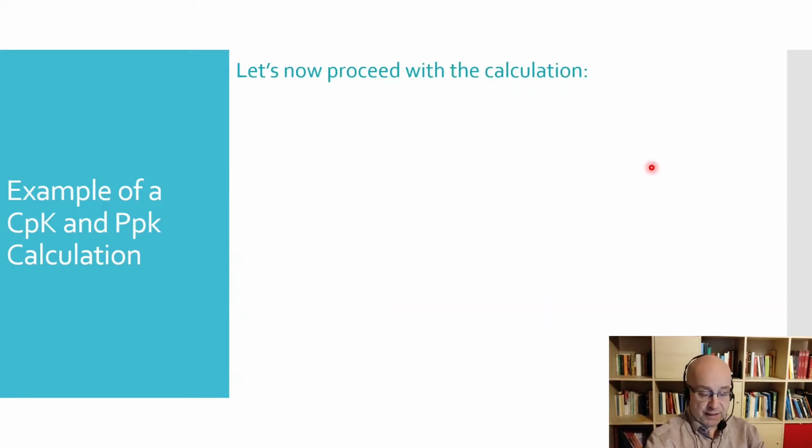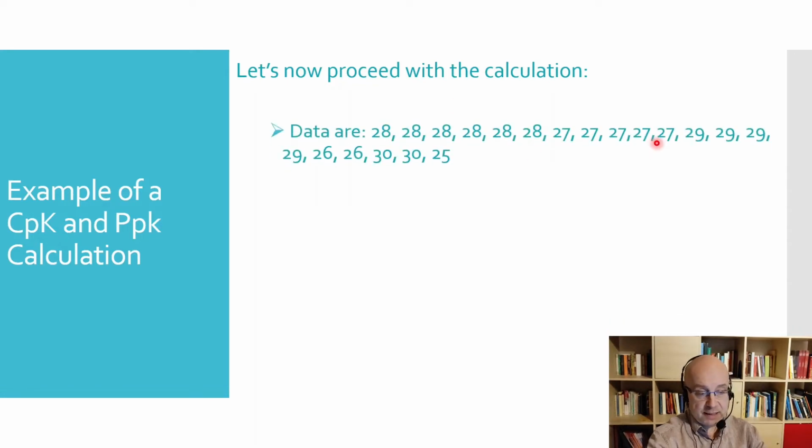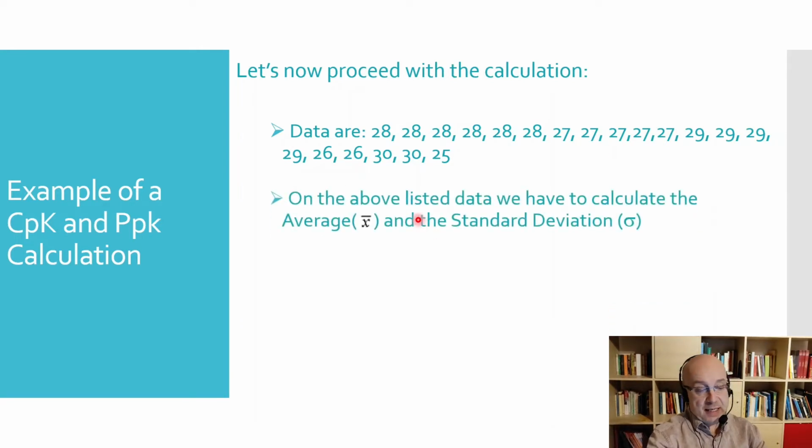Now we can proceed with the calculation. These are the data, so 6 times 28, 5 times 27, 4 times 29, and so on. On the above listed data, we have to calculate the average, represented by x bar, and the standard deviation, represented by sigma. You can do this with your mobile phone, with your PC, with Excel. The average turns out to be 27.8, while the standard deviation turns out to be 1.32.